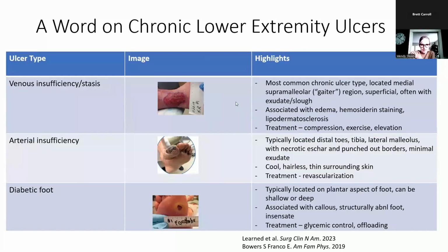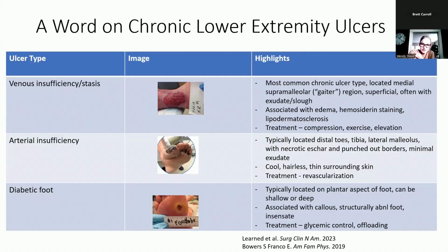The top type of ulcer here, these are the most common types that you'll see in the lower extremity, would be a venous insufficiency or stasis ulcer. These are most common in the supramalleolar region medially. They're superficial. Typically, they're associated with edema and those other changes that you can see from chronic venous insufficiency. And generally, treatment is with compression and elevation exercise.